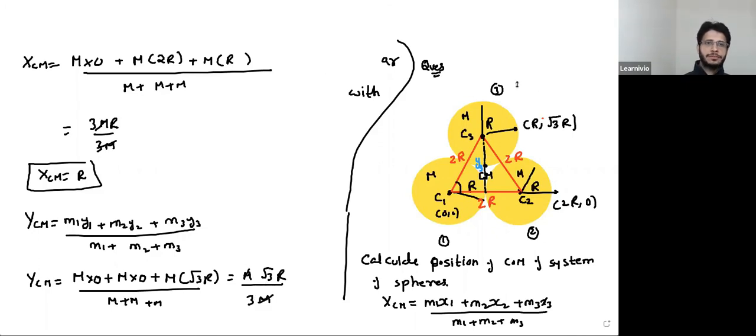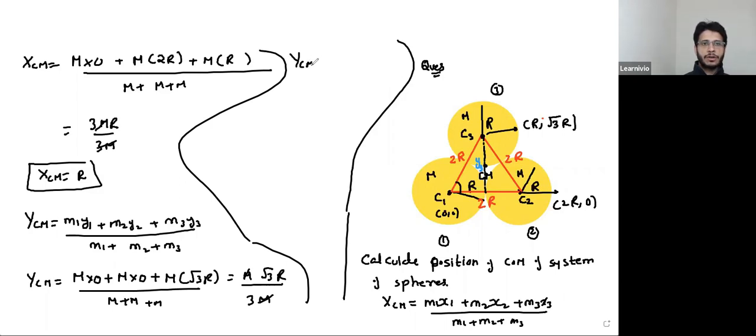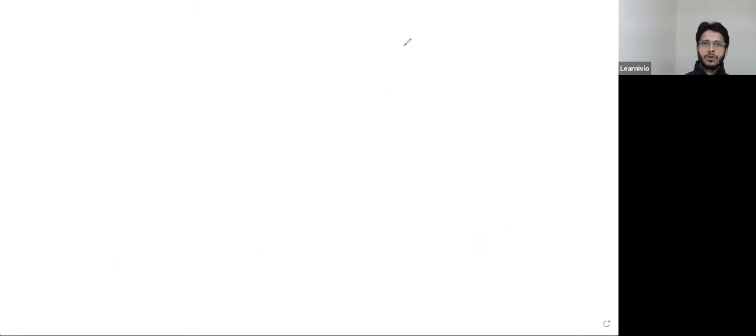M cancels with this m. And you will get that the y coordinate of center of mass is r over root 3. Okay. So after this, there's one more type of question. So first understand the question, then I will write the language.